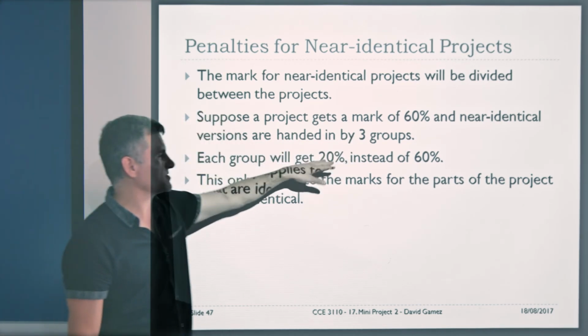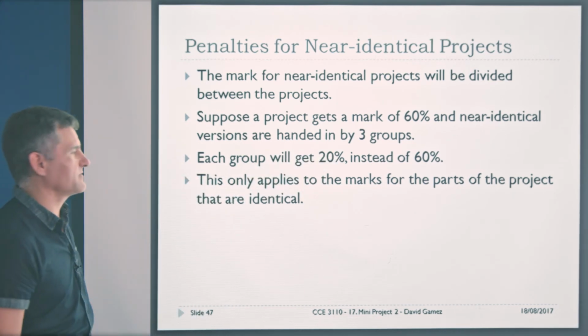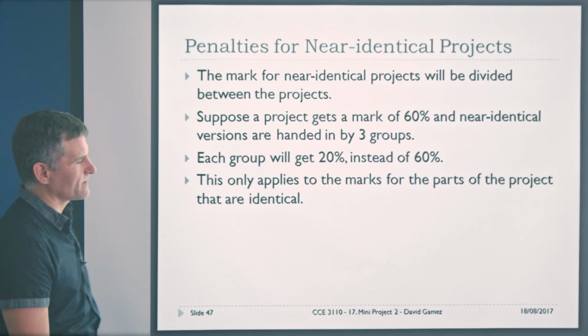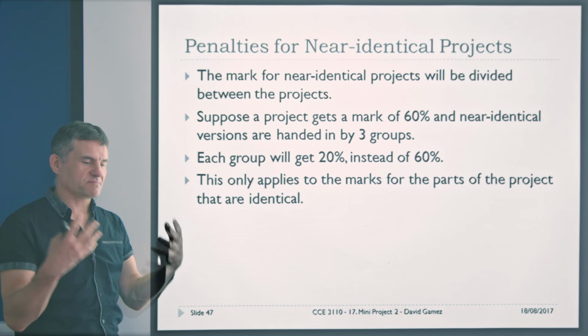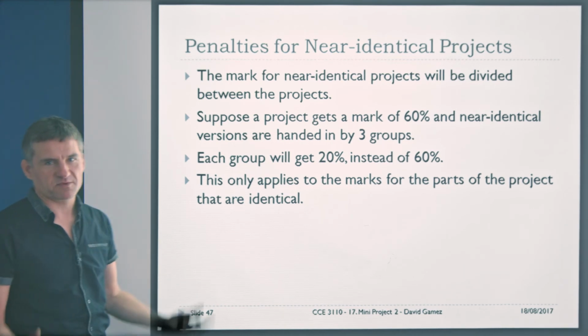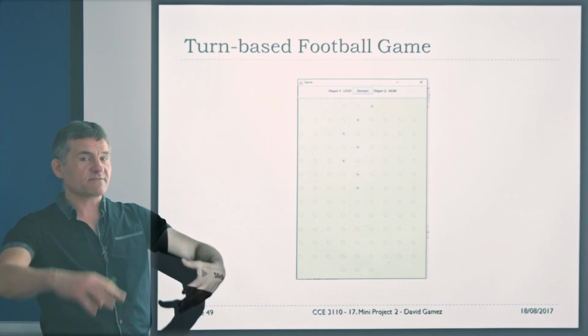I'm going to divide the marks between the groups, so each group will get 20% instead of 60%, and this applies to the marks for the parts of the project that are identical. So, you've got to help each other, but don't produce work on a single project that you submit as separate projects. Okay, so all that sort of heavy stuff out of the way.